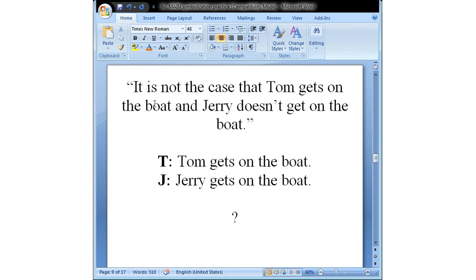All right. Let's keep T to stand for Tom gets on the boat, J, Jerry gets on the boat. It is not the case that Tom gets on the boat and Jerry doesn't get on the boat. How would we symbolize that? It is not the case that Tom gets on the boat and Jerry doesn't get on the boat.